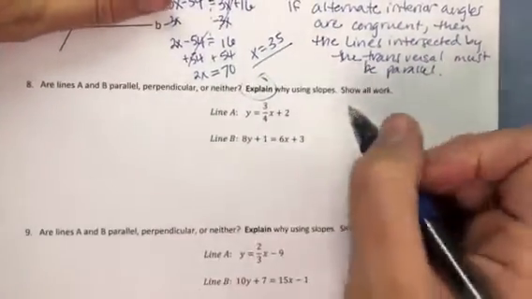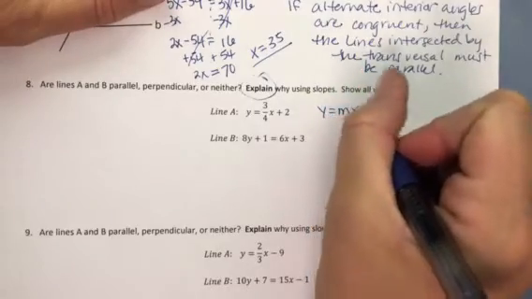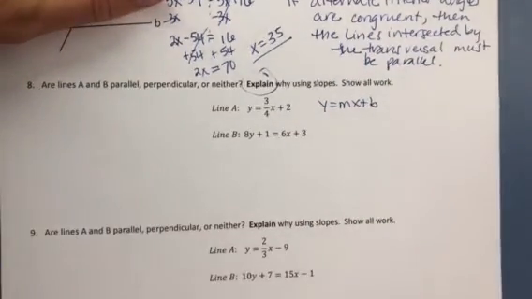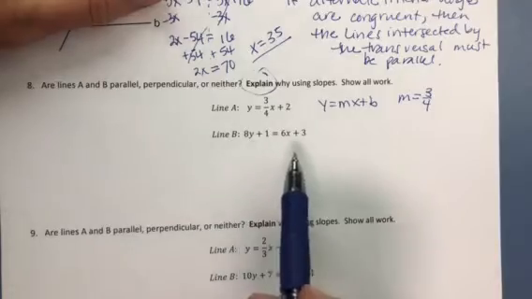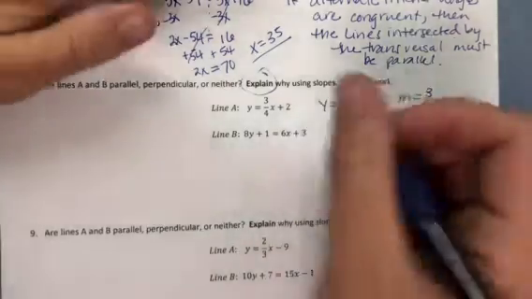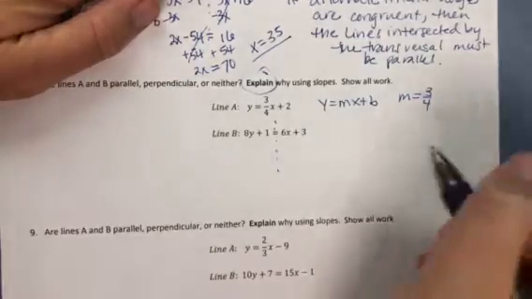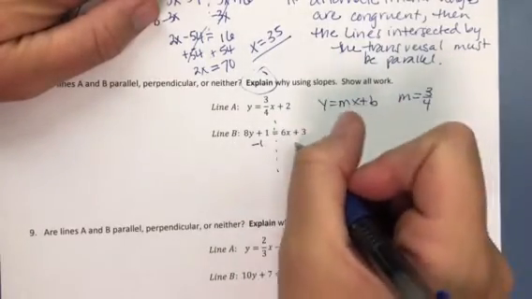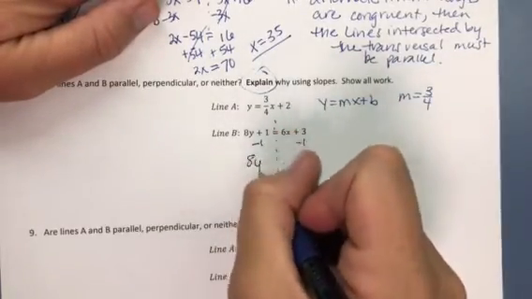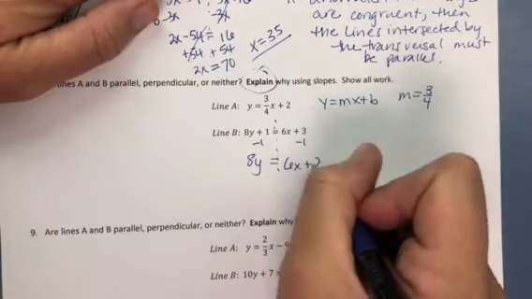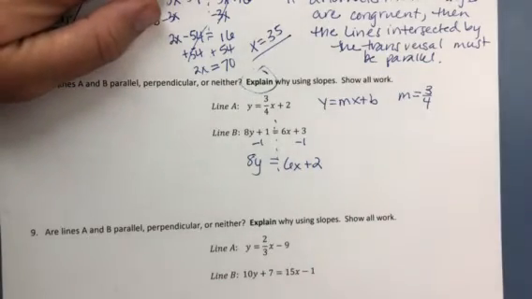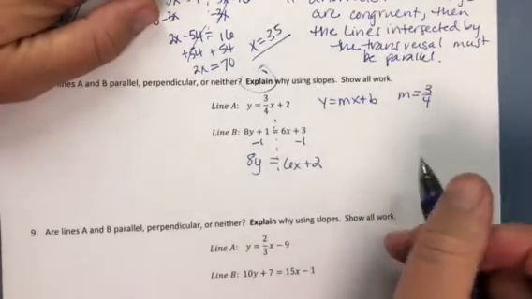When I look at line A, it's in slope-intercept form. So if I look at line A, I know my slope is 3/4. For line B, however, it's not in slope-intercept form, so we must manipulate it. I can subtract 1 first from both sides. When I do that, I now have 8y equals 6x plus 2. And you guys did problems like this in Algebra 1. Then I could divide everything by 8.